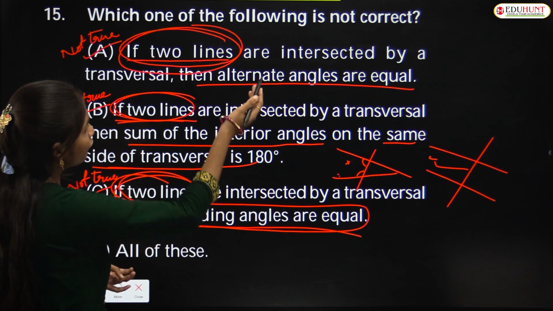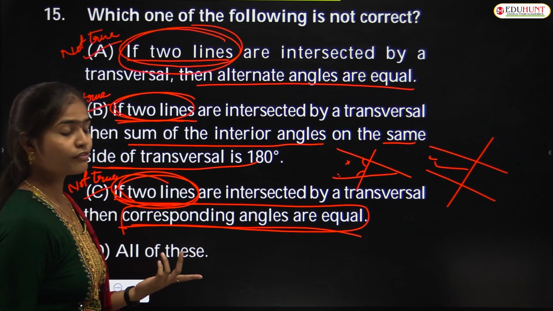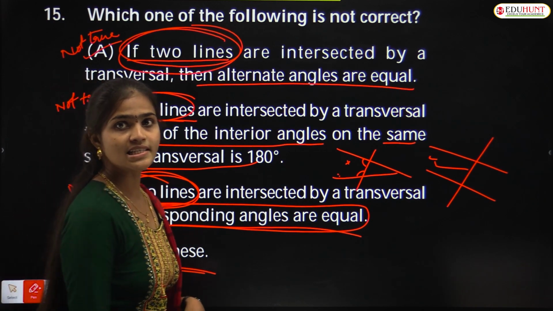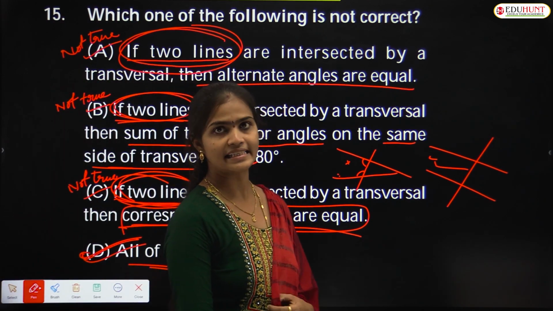Okay, so which of the following is not correct? Which of the following is not correct means all of these. All of these sentences which they gave are not correct.